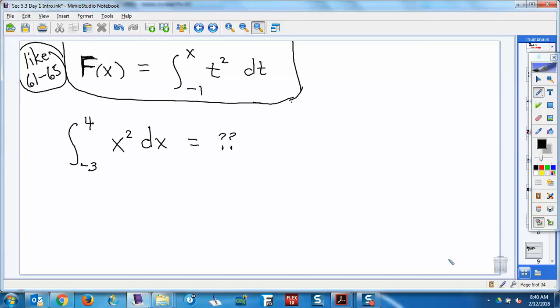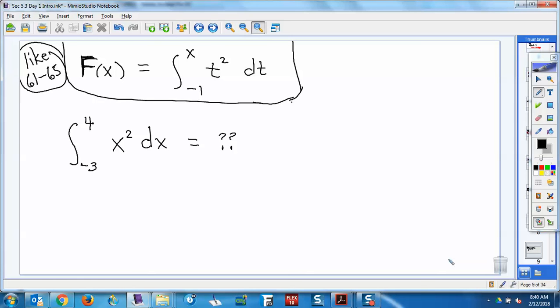This is the big deal for today. So part of your homework, you're going to have 61 through 65. I'm going to do one with you right now that's a lot like 61 through 65. The whole point of doing 61 through 65 is to come up with the other part of the fundamental theorem. We're going to actually come up with it together, but I still want you to do 61 through 65 because it's a good review of the splitting apart rule that we had with integrals back at the beginning of this chapter, which is something you need for Wednesday's quiz also.